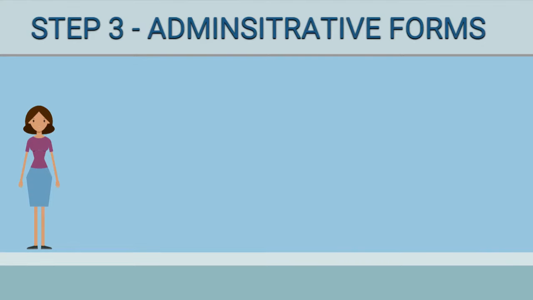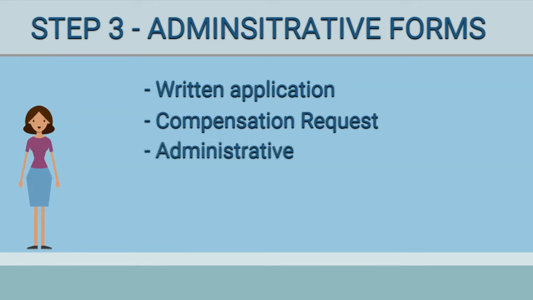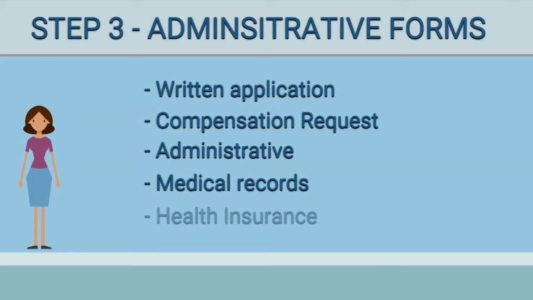Step 3. Administrative forms. After the call, we'll send you a more detailed written application, a compensation request document, and other administrative forms. And you'll have your pregnancy-related medical records and health insurance information sent to our office.